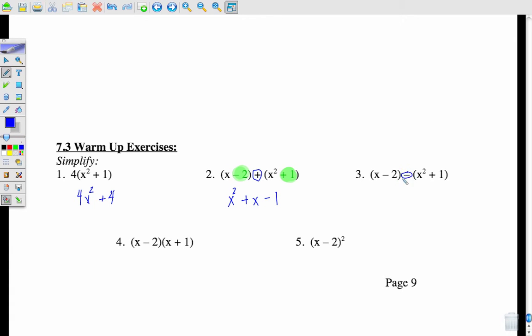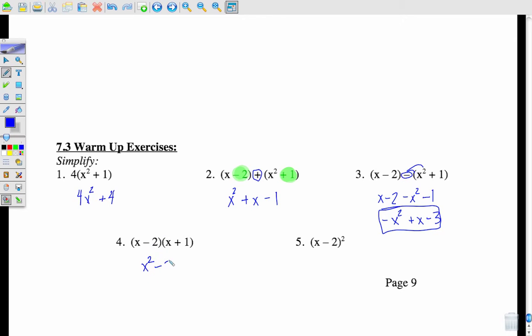And subtraction. The only weird part about subtraction is I have to make sure that I distribute that in there. So I end up with an x minus 2 minus x squared minus 1. Which gives me negative x squared plus x minus 3. So the only weird part is, if you have a negative out front here, you have to distribute that to everything.